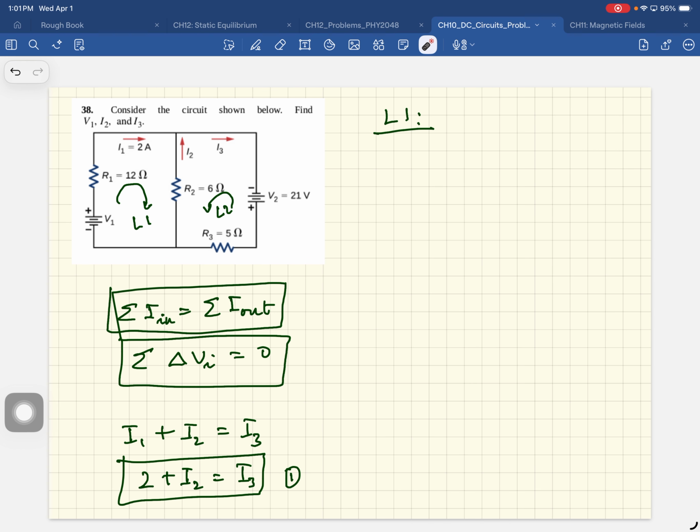Before we apply the rule, let's count the number of elements in this loop. How many elements are there? 1, 2, 3. So there will be 3 terms, and we will start here and go around. What is the first term?